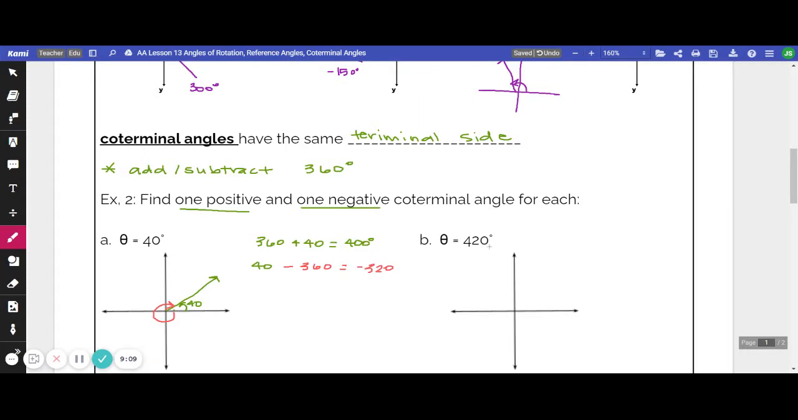For 420, so if I went all the way around the circle once, remember that's 360, right?